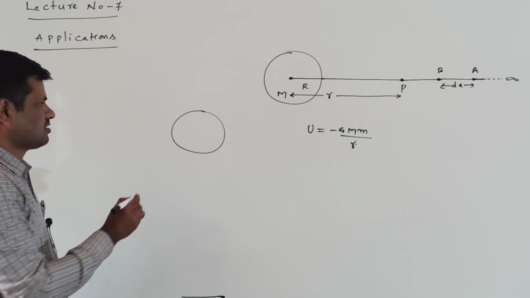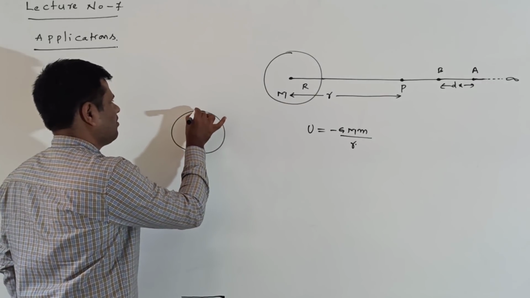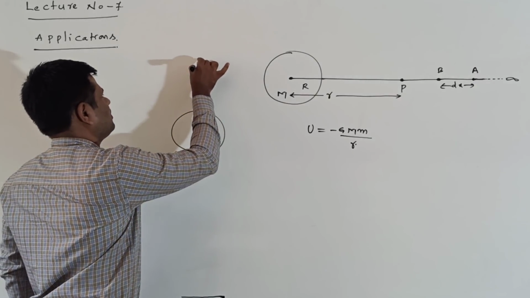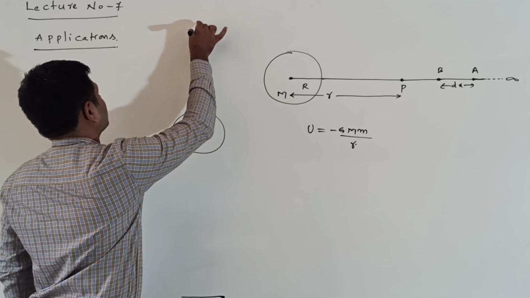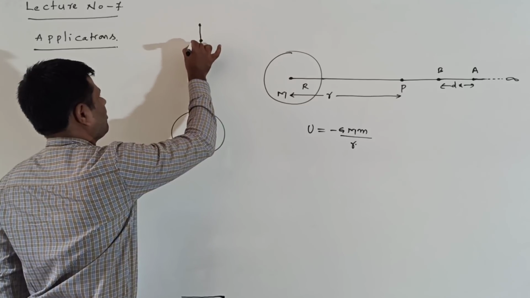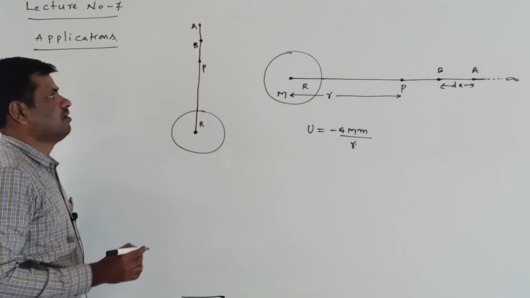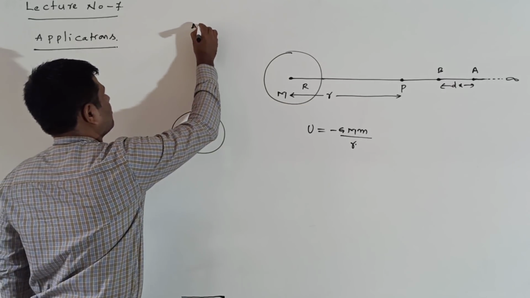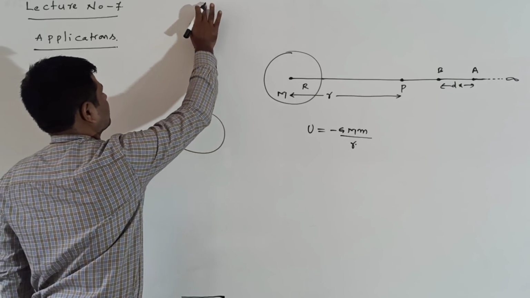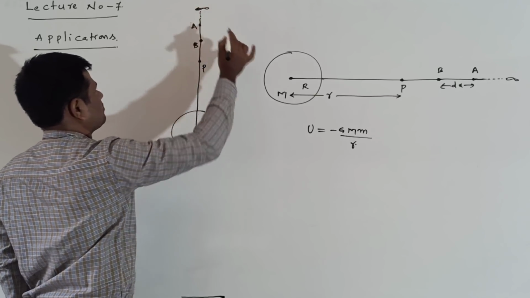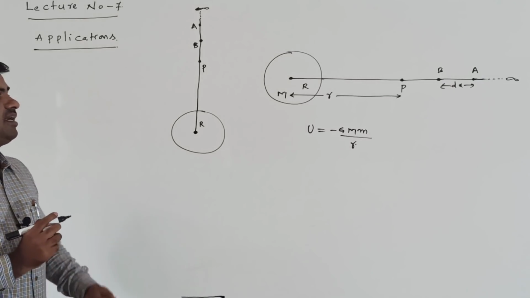We will draw it like this also. This is the mass M, this is the radius R. Suppose this is considered as point P. Here I consider 2 points: one is A, another one is B. After this, what is the distance? This is called infinite. Infinite distance, like this also we can take the diagram.